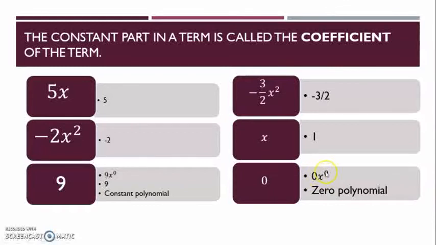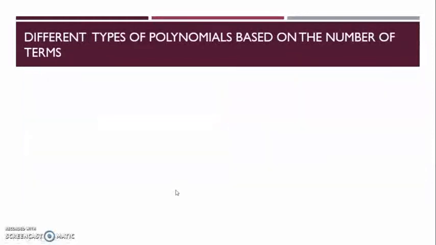0 x to the power 0, or 0 x square, 0 x to the power 2020, or 0 x to the power 2. So it is all 0. So the coefficient of a 0 polynomial is 0. 0 is called the 0 polynomial, whereas a constant is called the constant polynomial.